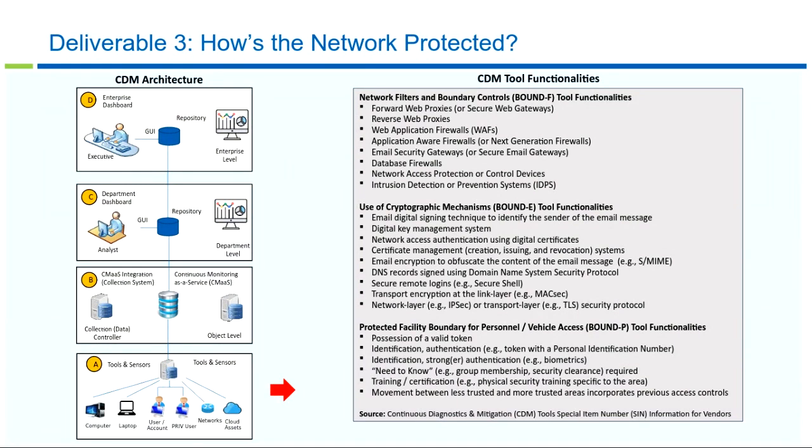And under protected physical boundaries for personnel and vehicle access, or bound P tools, we have possession of a valid token, identification, authentication, a token with a PIN, identification, stronger authentication such as biometrics, need to know, group membership, security clearance, training and certification, physical security training specific to the area, and movement between less trusted and more trusted areas incorporates previous access controls.